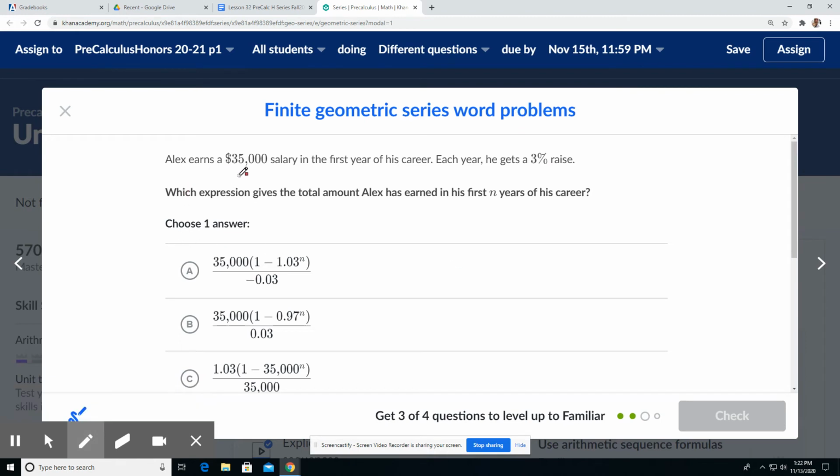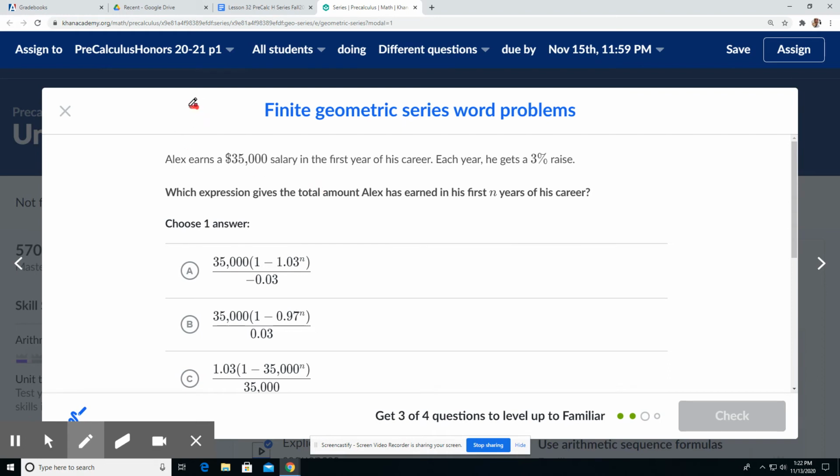Alex earns a $35,000 salary in the first year of his career. Each year he gets a 3% raise. Which expression gives the total amount Alex has earned in his first N years of his career? Okay, so it's a little bit different format. Let's go ahead and break down what we know.